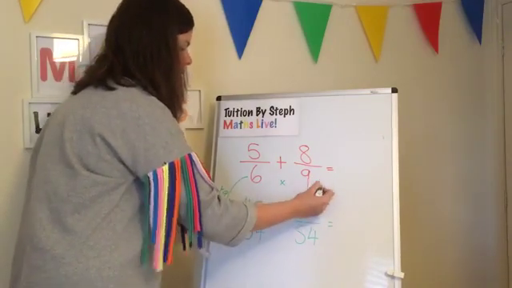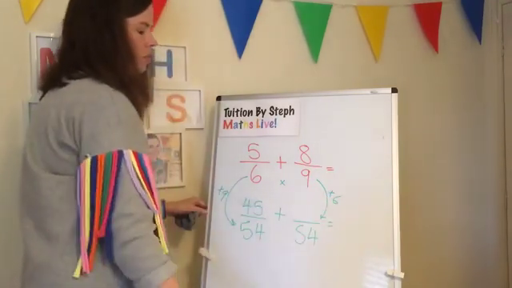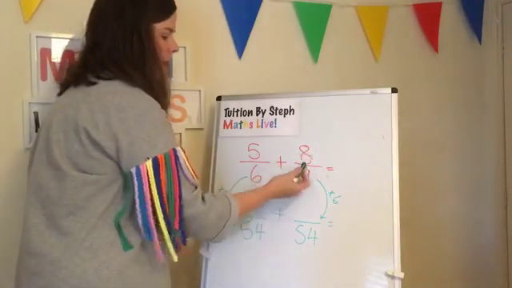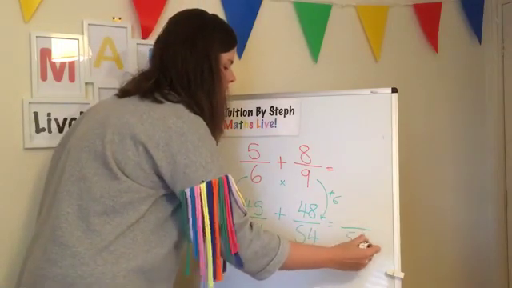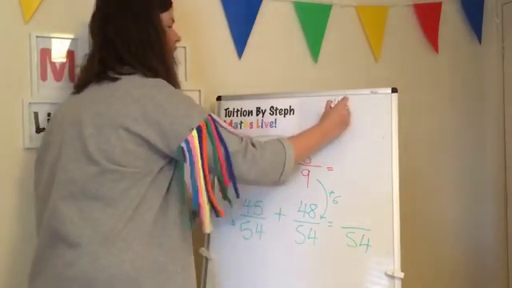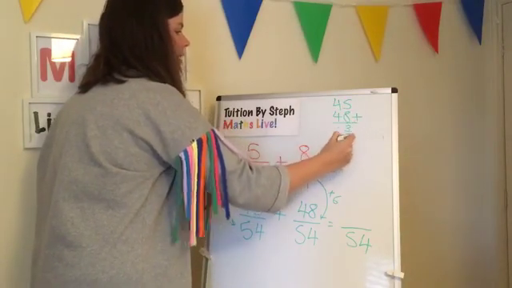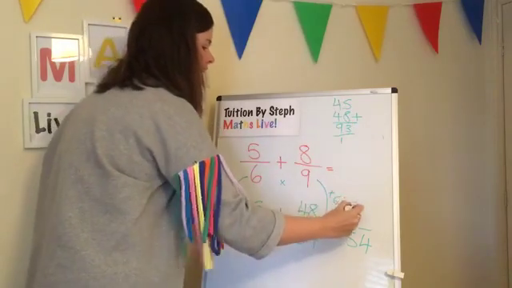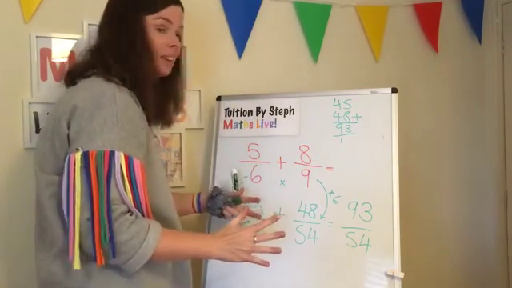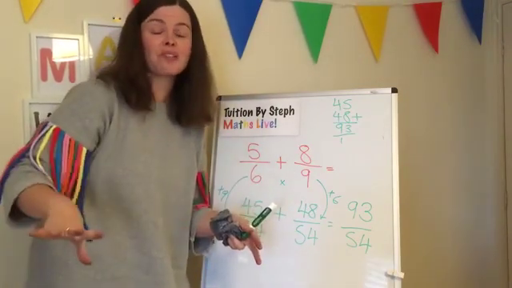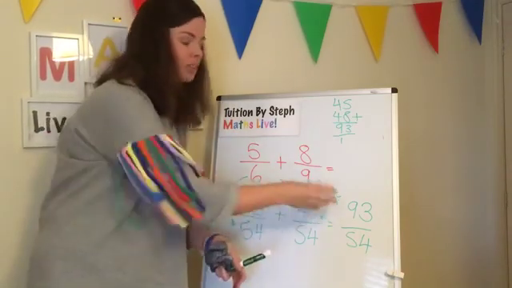What did you times 9 by to make it into 54? 9 times 6 is 54. So do the same to the top. 8 6s are 48. Whew, this is going to be a big improper fraction. So we've got 45 plus 48. So that's 93 over 54. That's fine. That's absolutely fine. Okay? It's the correct answer. You've worked through it the correct way, so don't ever freak out if your answer is an improper fraction. That's still the correct answer.